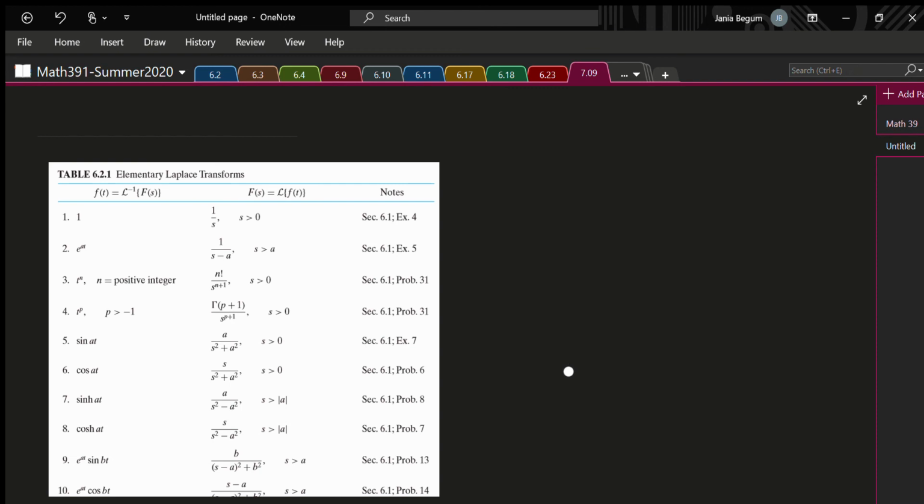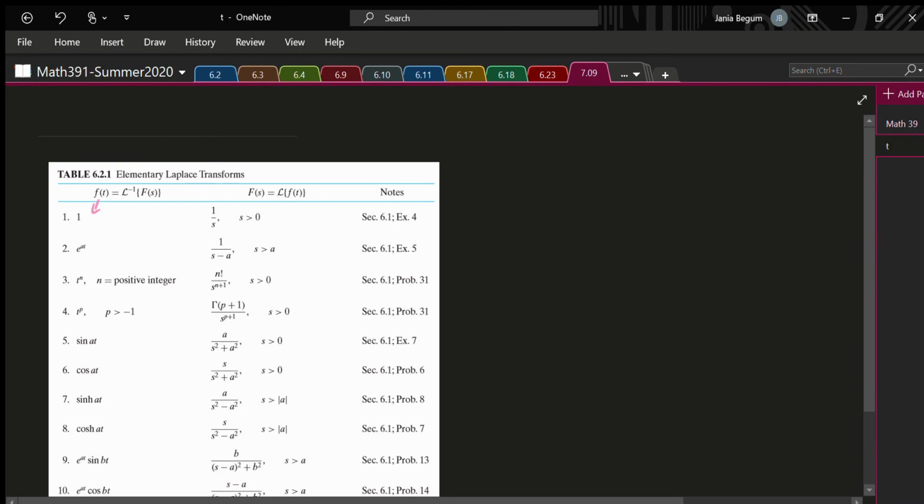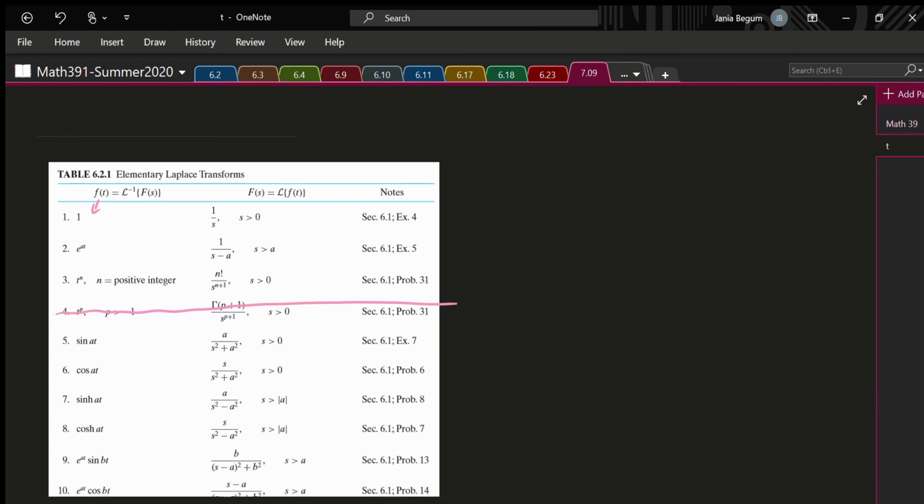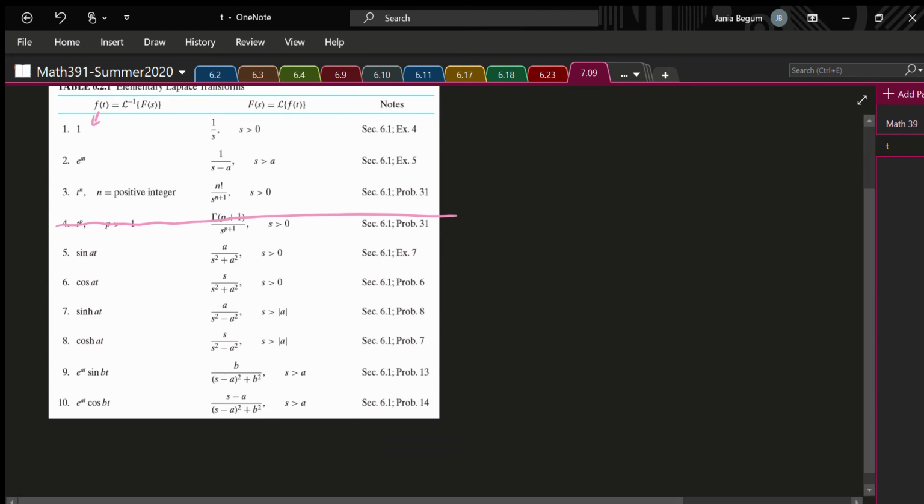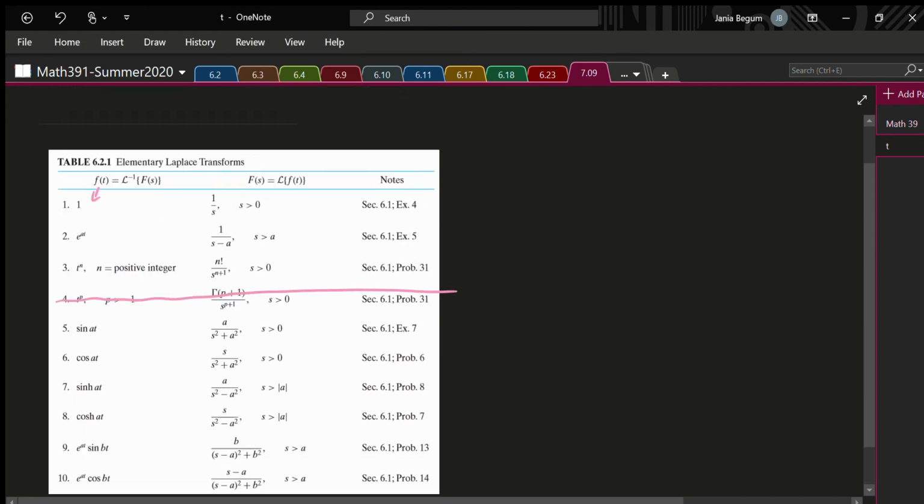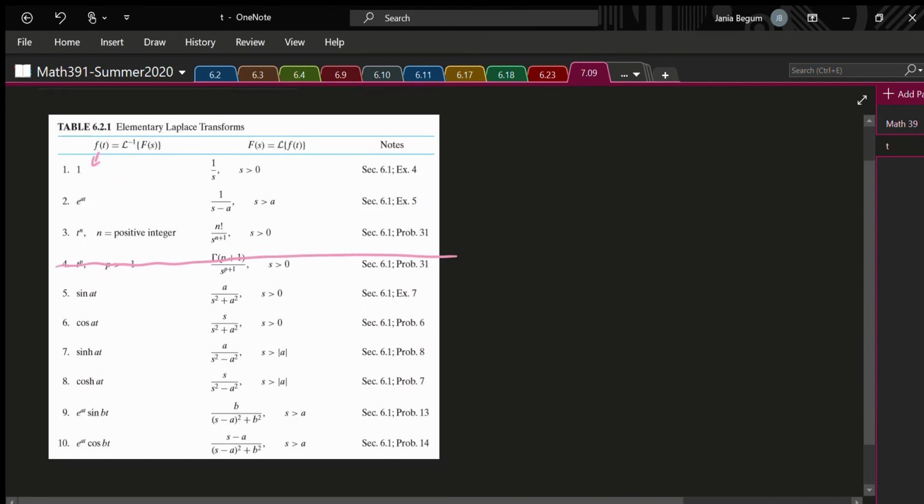If you look at number 1 on the list, on the left side of the table you have f of t, right? So these are all functions of t. So you have 1, e to the at, t to the n, t to the p, ignore that. We're not going to do that one. So you can cut off number 4. 5 is important, 6 is important. Sinh, cosh, we've seen these in calculus, so they are important too. Don't forget those. And then the exponential times sine, exponential times cosine. These are the ones that I cropped from the textbook, so I didn't copy any more. But these are the most common ones, very useful.